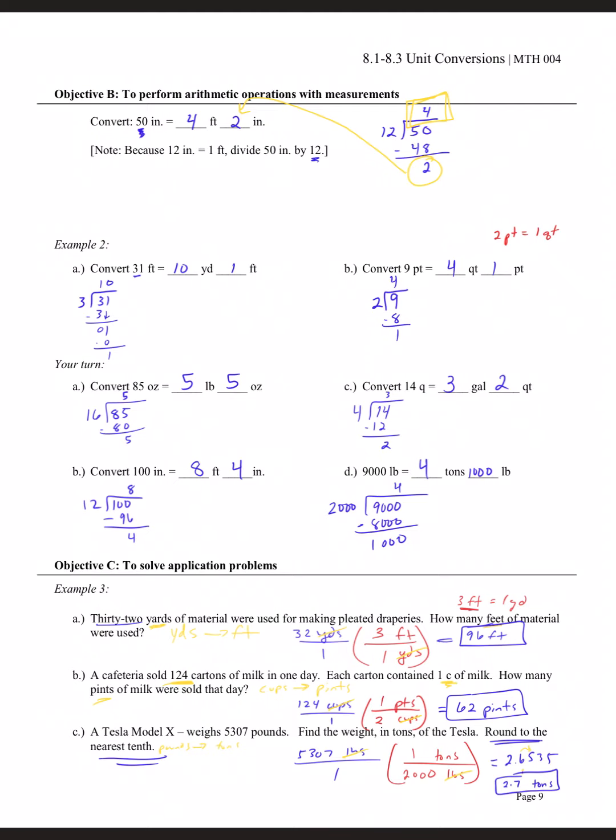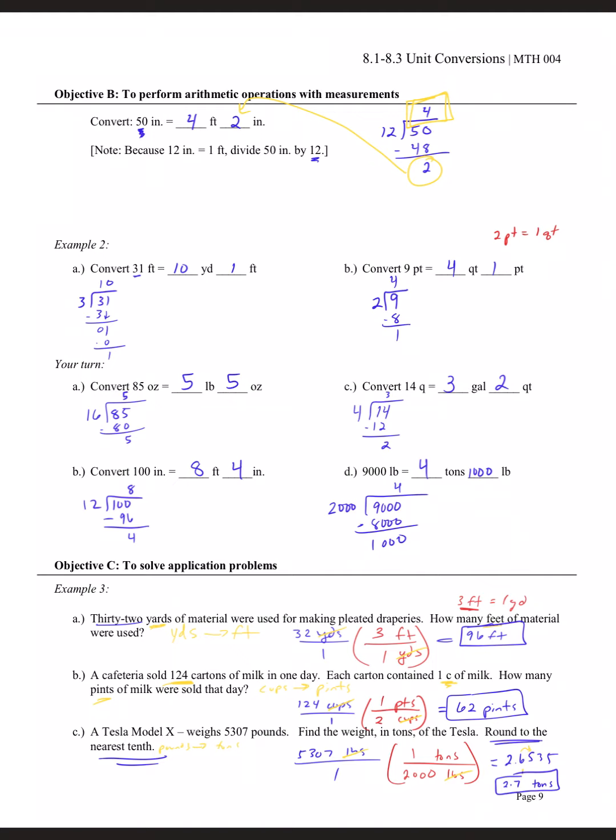And the next one, a Tesla Model X weighs 5,307 pounds. Find the weight in tons. So we're going from pounds to tons. So we start with 5,307 pounds over 1, set up our conversion rate, and then we have to do 5,307 divided by 2,000 to get 2.6535, round to the nearest tenth for 2.7 tons.